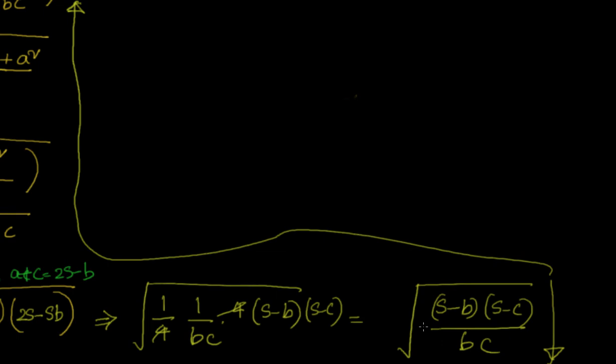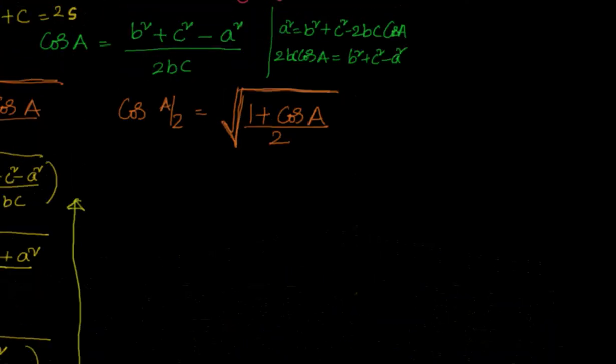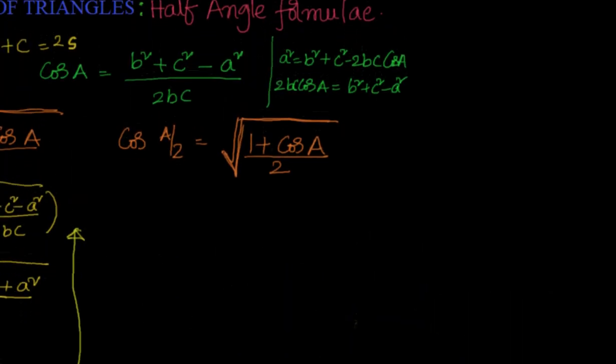You know sin A by 2, you can find out cos A by 2 by using sin square A by 2 plus cos square A by 2 equal to 1. Otherwise, you can leverage the same thing. Cos A by 2 equal to square root of 1 plus cos A by 2.